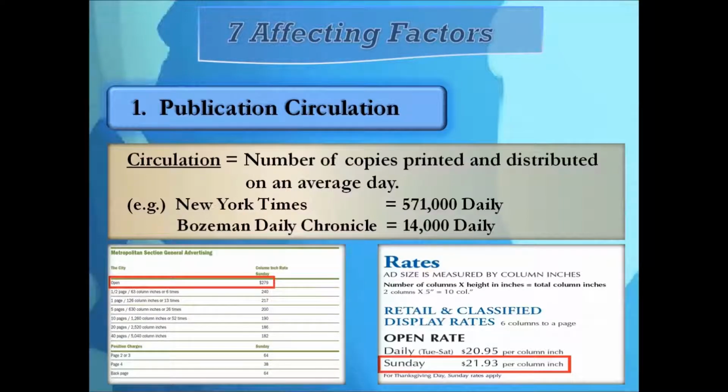Publication circulation. The newspaper circulation is the number of copies printed and distributed on an average day. A big publisher like the New York Times has a daily circulation of 571,000 copies a day, while a small publisher like the Bozeman Daily Chronicle, Montana, has a circulation of 14,000 copies a day. Obviously, when you have the potential to reach more audience, the more authority your paper has, and therefore, the more expensive you are. New York Times has a rate of $279 per column inch, while Bozeman Daily Chronicle charges $22 per column inch.